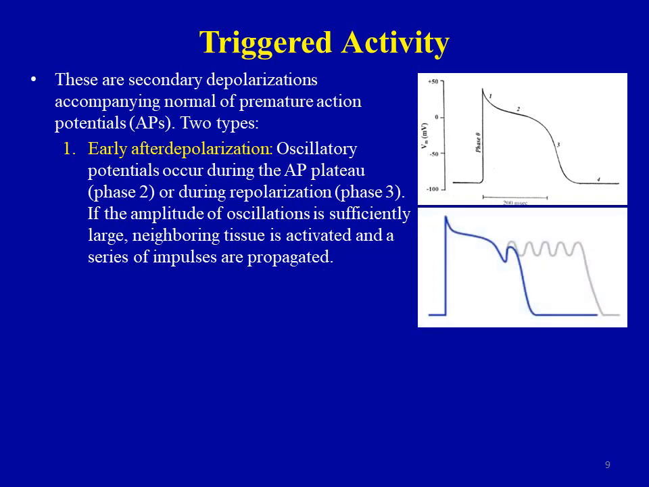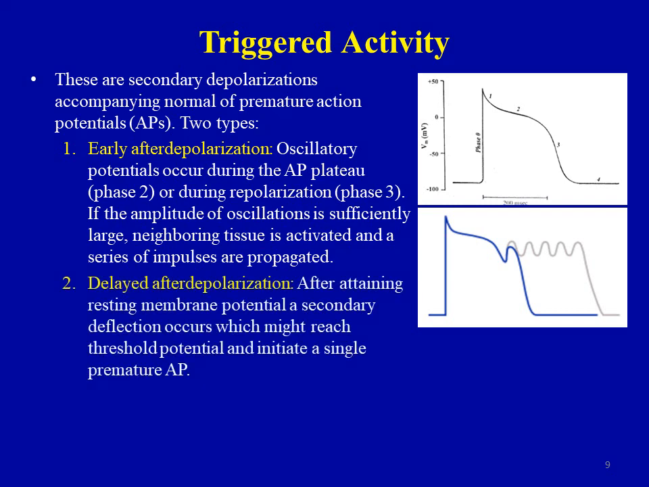We can see here that an oscillatory movement is affecting the action potential during phase 3, during repolarization. And if it is strong enough, it will activate the nearby cells, and this will trigger activities in neighboring cells, and that's why we call it triggered activity.